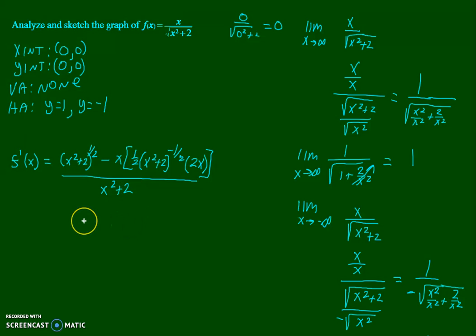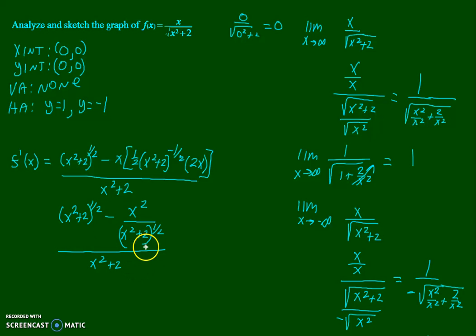So let's go ahead and simplify this beast. We have (x squared plus 2) to the 1/2 minus, now in the numerator, this guy and this guy are going to go away. We're going to have x times x, so we're going to have x squared over this thing. It goes to the denominator because of that negative exponent: (x squared plus 2) to the 1/2. And this whole thing is over x squared plus 2.